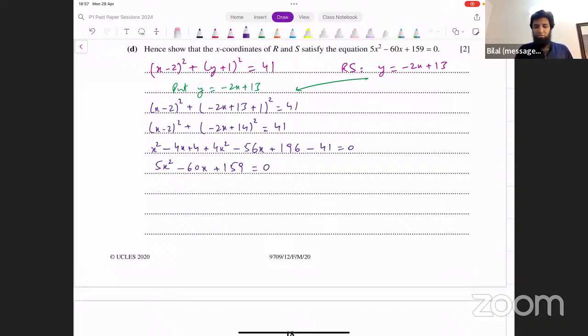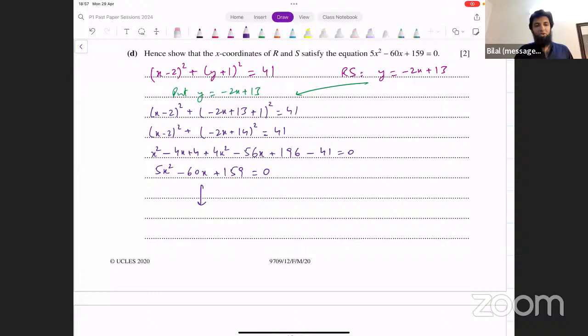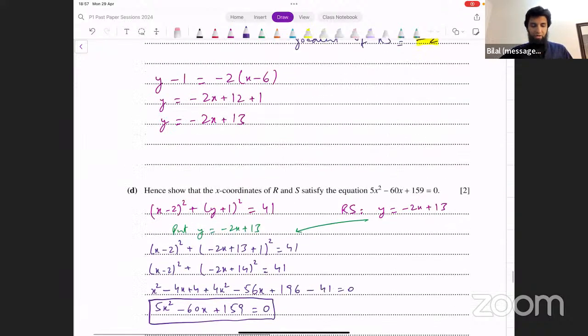And that's what you have to show, that if you were to solve this equation, you would get the points R and S from that. You don't have to find those points. You just have to show that R and S are going to be solutions of this equation. The x coordinates satisfy this equation. And that's what you have to prove. You just stop it like this. Make sense? And that's your final answer for D.